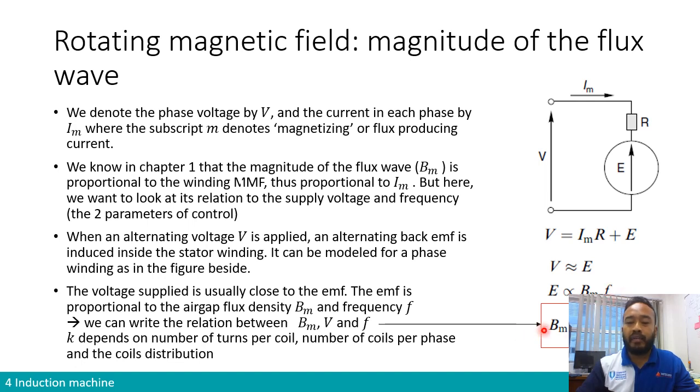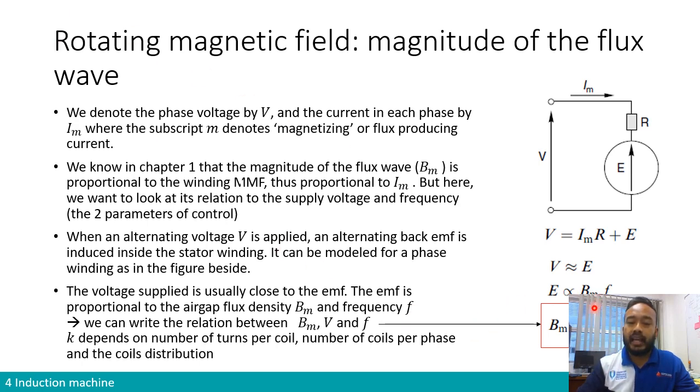So we can therefore write Bm, the flux density of the flux wave in the air gap, equals a certain coefficient K multiplied by V over F. So it is proportional to the voltage supplied, but it is inversely proportional to the frequency of the supply.